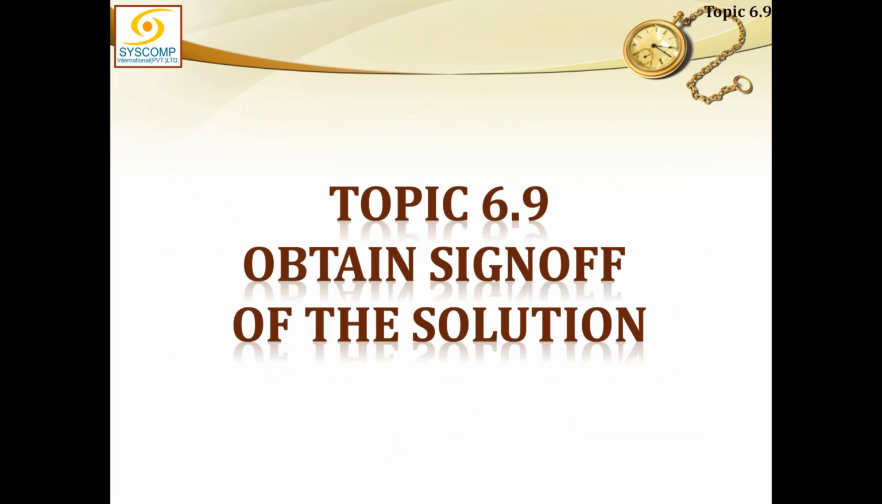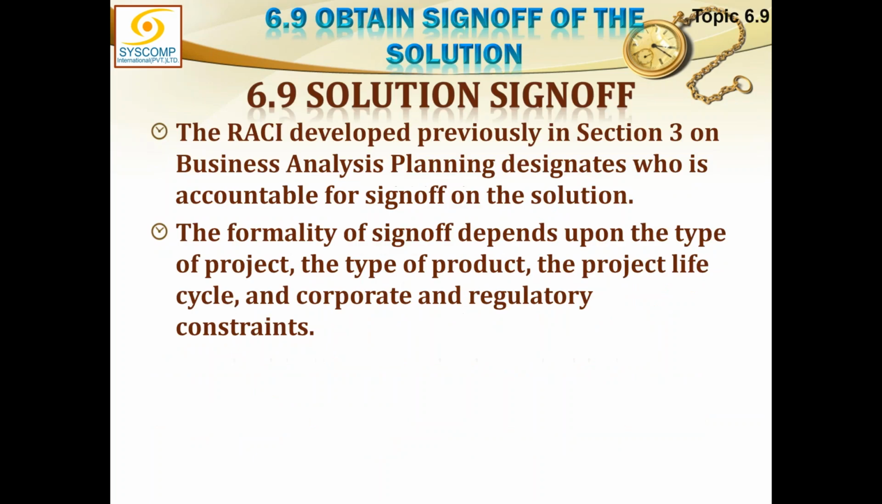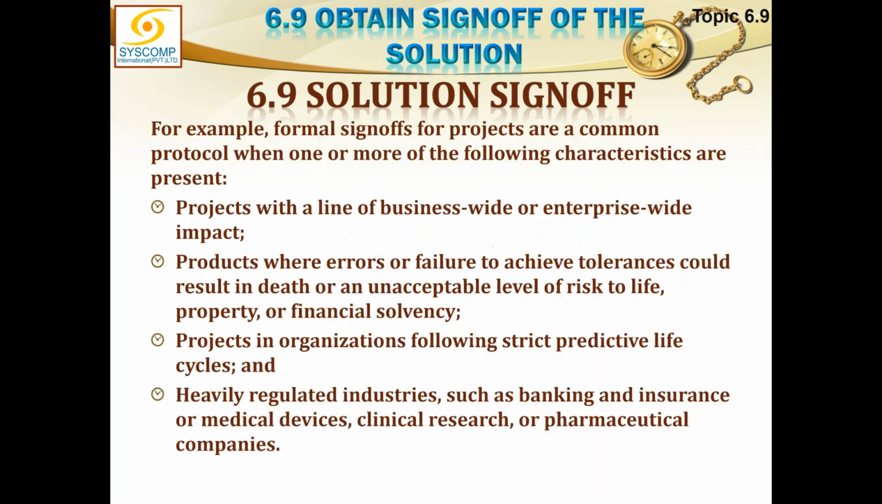Moving on to 6.9, that is obtaining the sign-off of the solution. The RASI developed previously in Section 3 on business analysis planning designates who is accountable for sign-off on the solution. So this is the person who will actually be signing it off. The formality of sign-off depends upon the type of project, the type of product, the project life cycle, and the corporate and regulatory constraints. For example, formal sign-off of projects is a common protocol when one or more of the following characteristics are present.